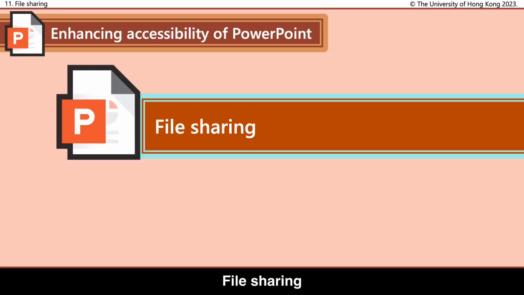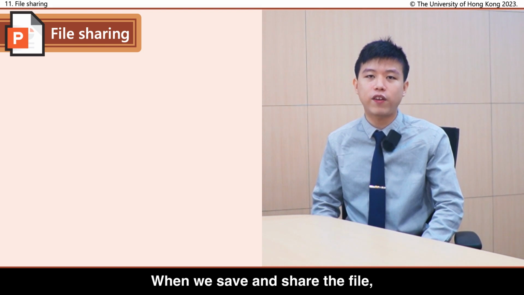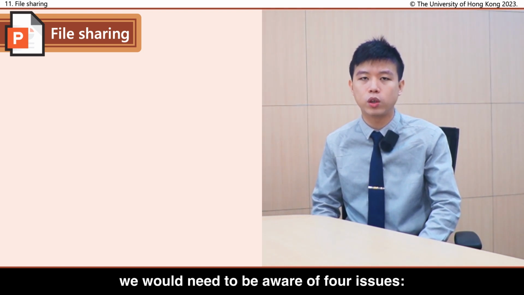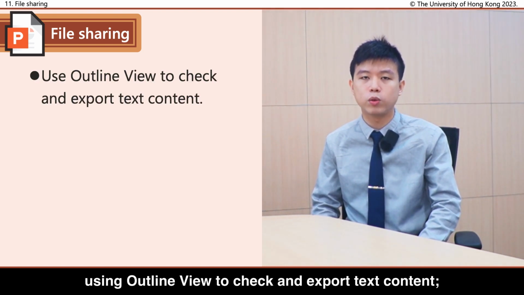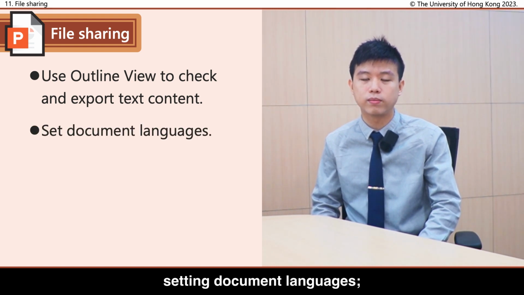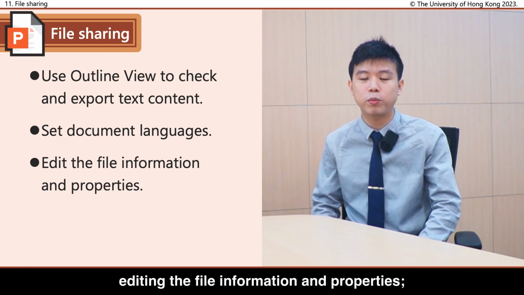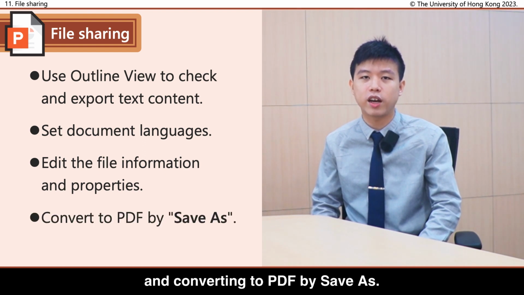File sharing. When we save and share the file, we would need to be aware of 4 issues: using Outline View to check and export text content, setting document languages, editing the file information and properties, and converting to PDF by Save As.